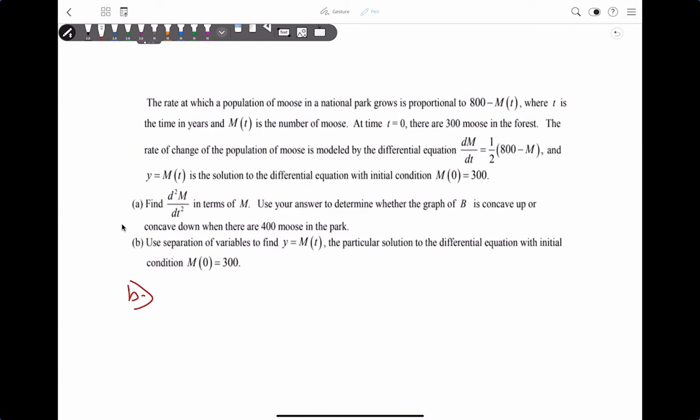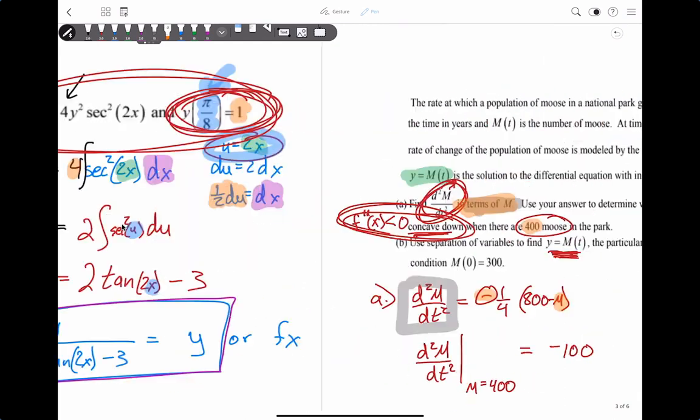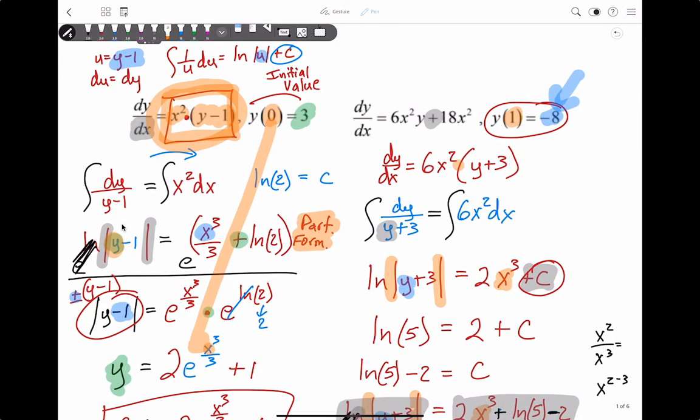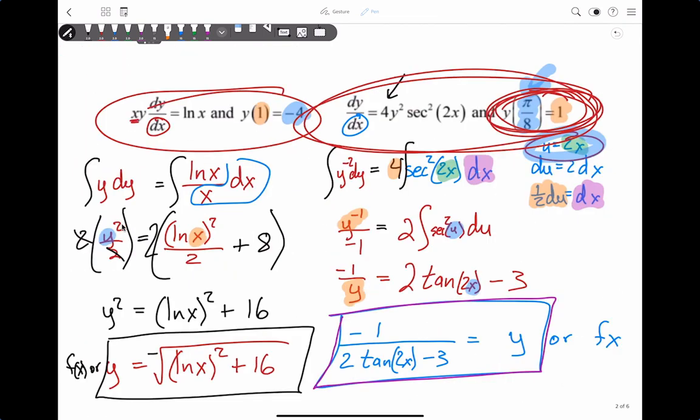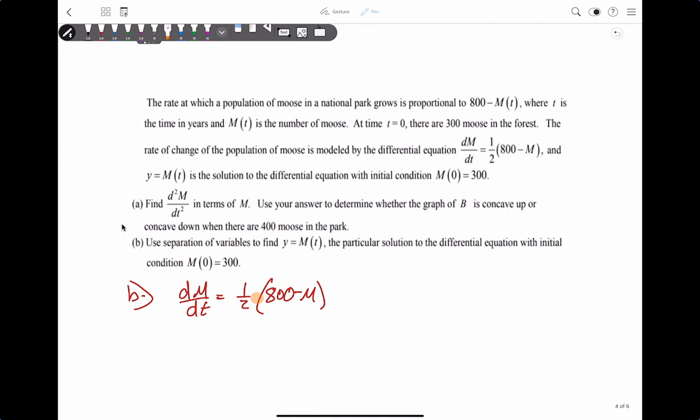Okay, so we're going to start with dm dt is 1/2, and this is going to be 800 minus m. Notice this right here with parentheses multiplication was very similar to these first 2 examples of how we created multiplication in between those pieces. Okay, so I'm going to go ahead and leave it as is and not distribute it. And then we're going to do the separation of variables, keeping in mind that our input of 0 and our output of 300 was our initial value. Okay, so here we go.